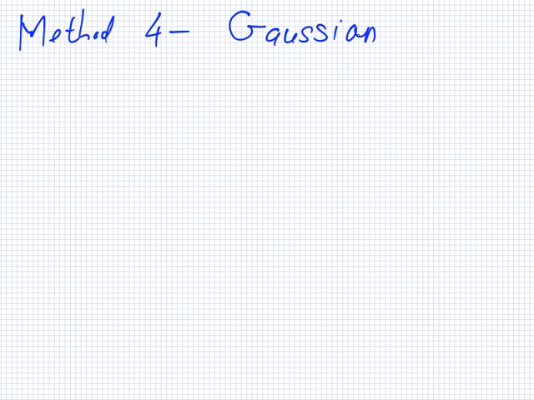This last method is a little bit tricky. Method 4, Gaussian. Does anybody know this method? You think you might? It's quite tricky. I'll show you the method with a simple example, and then I'll show you the method with a difficult example. So, a simple example first.